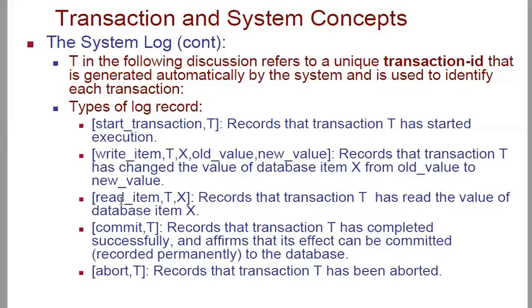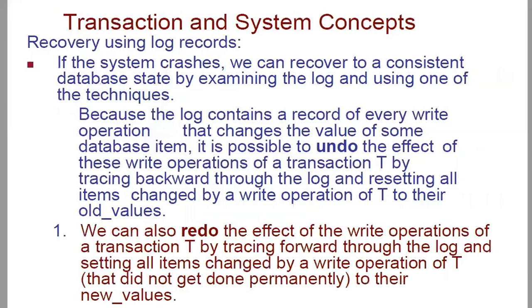And then next, read item T and X: the data item X, the transaction ID T, and that it is reading the value. And then commit, which says whether the particular transaction got committed, meaning T has completed its work successfully. And if any transaction got aborted or failed, it will record abort and then the transaction ID. These are the main things recorded in the log file or the journal file.